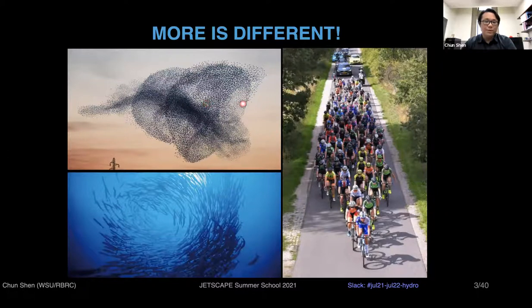If you look at the sky and see a big crowd of birds, they will fly with very different and beautiful patterns, which is very far from what you can imagine if you study just individual birds flying in the sky. The same kind of collective phenomena appears in a big school of fish in the oceans, or even in a bicycle race. A big crowd of people will exhibit interesting collective behavior.